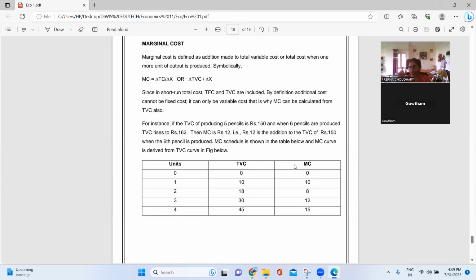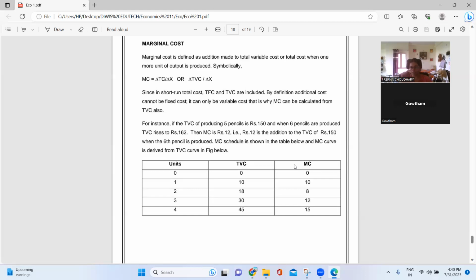TFC and TVC are included, by definition, additional cost cannot be fixed cost. It can only be variable cost. That is why MC can be calculated. See, why have they written TVC upon X? The reason is that in the short run, the fixed cost is assumed to be there. So you can calculate MC with the help of TVC as well in short run, but not in long run, because in long run, TFC changes.